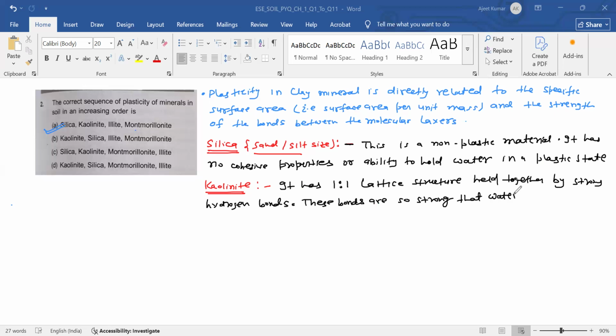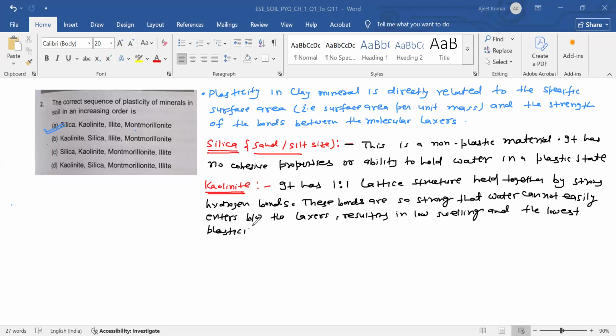Water cannot easily enter between the layers, resulting in low swelling and the lowest plasticity among clays.